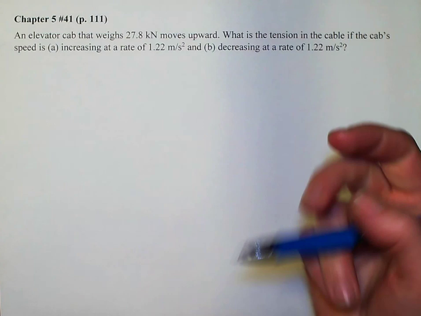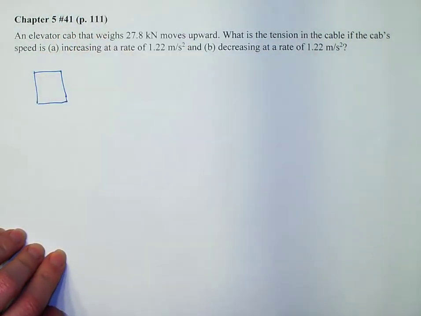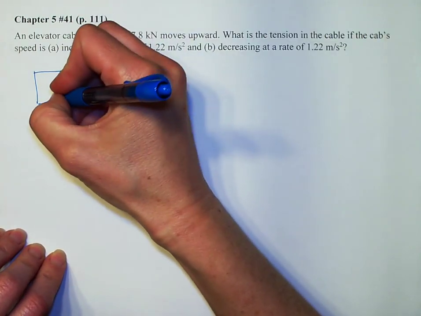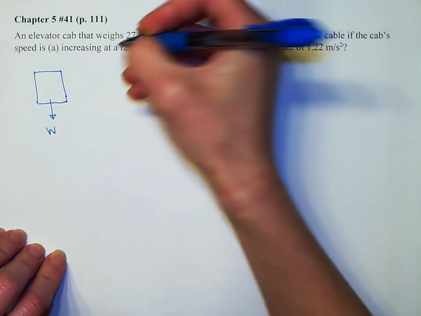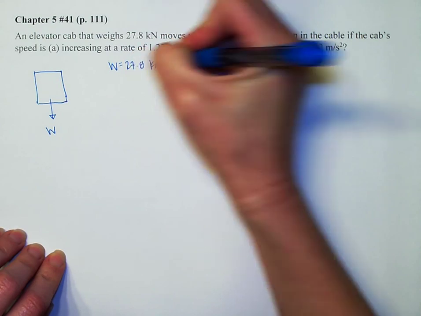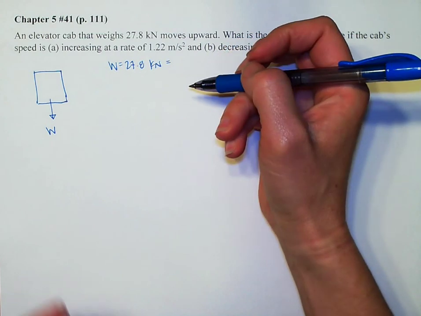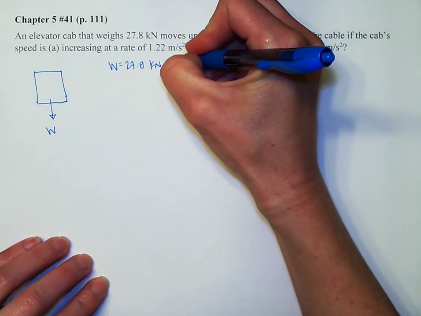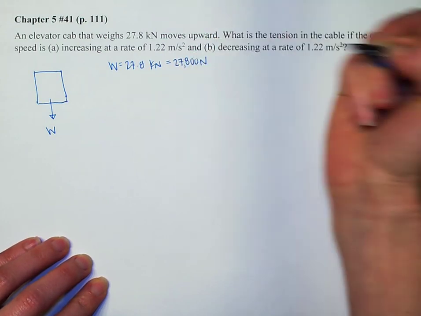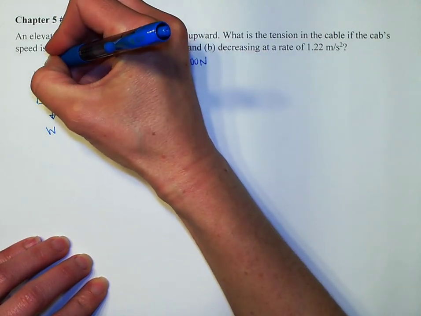So first let's start off by drawing a picture of this. So here is my elevator. Looks a lot like a box. And so what forces do we have here? We have the weight, which we know is 27.8 kilonewtons, which in my opinion is easier to convert to newtons so that you make sure you don't mess anything up. So I have 27,800 newtons. And the other force that we have here is tension.